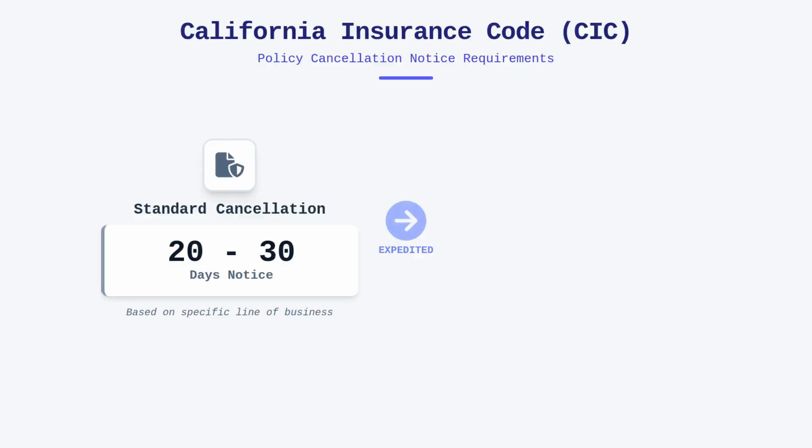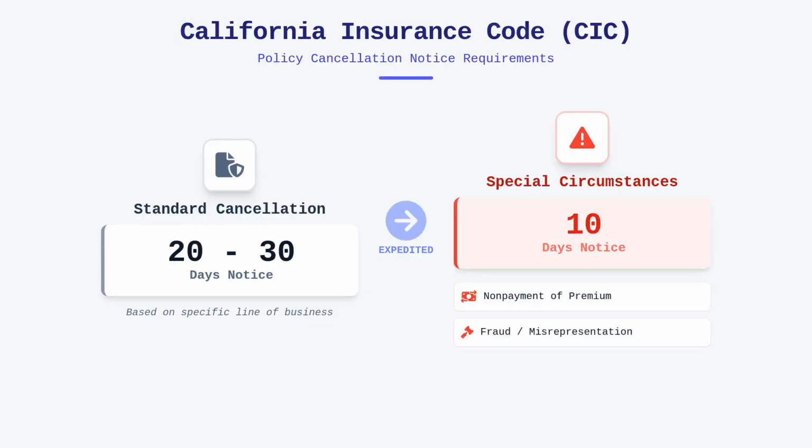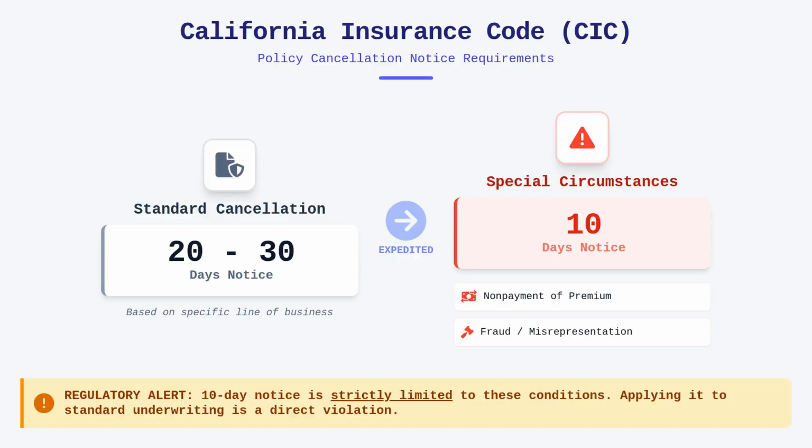For both non-payment of premium and discovery of material misrepresentation or fraud, the CIC shortens the required advance notification period down to exactly 10 days. This 10-day time frame is uniform and absolute, allowing an insurer to terminate its exposure rapidly while still providing a brief statutory window for the consumer to receive notice. It is important to note that this expedited timeline is a privilege granted strictly under these narrow conditions, and attempting to apply a 10-day notice window to any standard underwriting cancellation constitutes a direct regulatory violation.